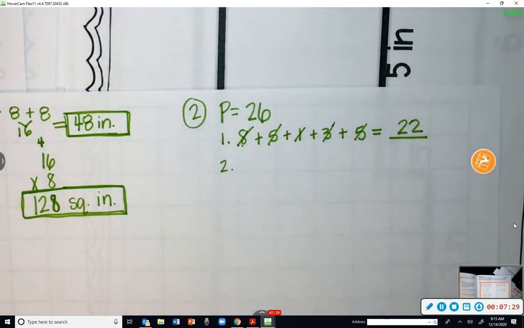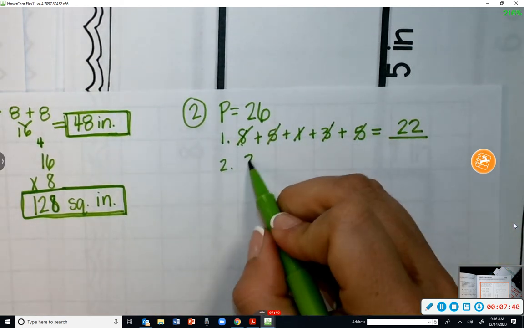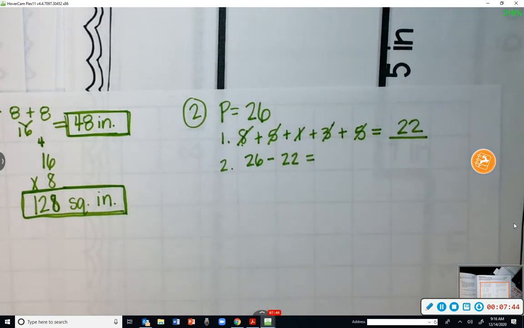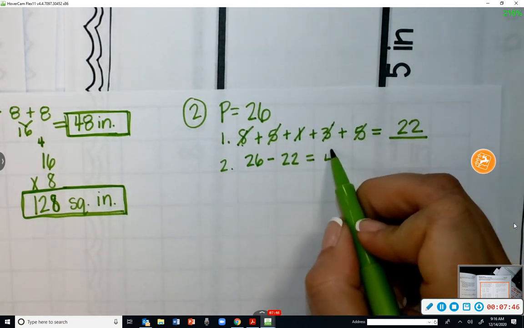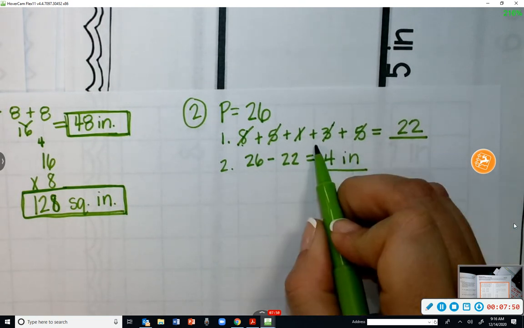Look at the posters around the room. I have step 1 and step 2 up there on that poster. What does it say? Subtract from the perimeter. Okay, if the perimeter is 26, then I do 26 minus 22, and that gives me what? 4. Okay, so the missing side is 4 inches.